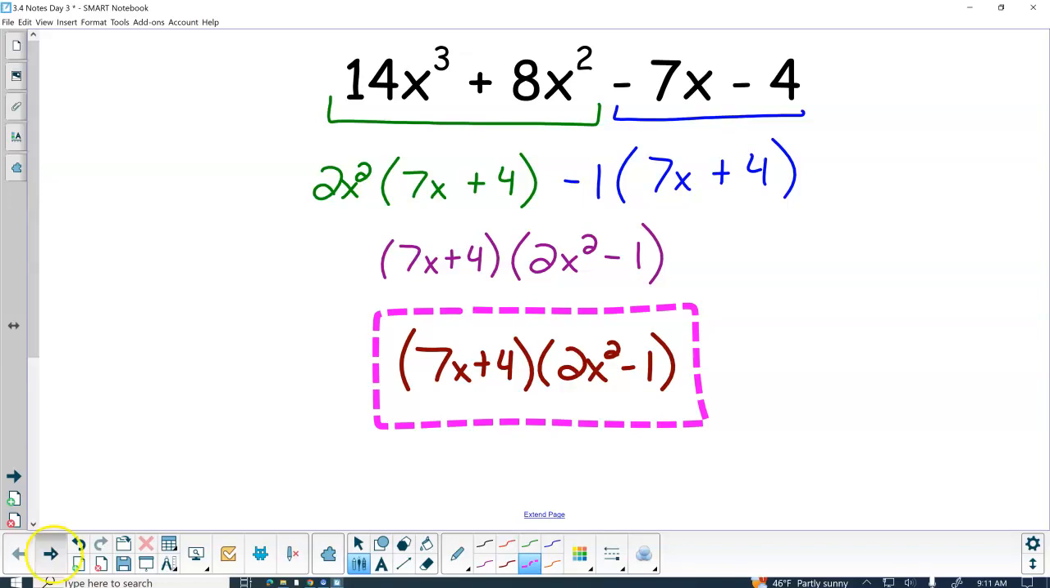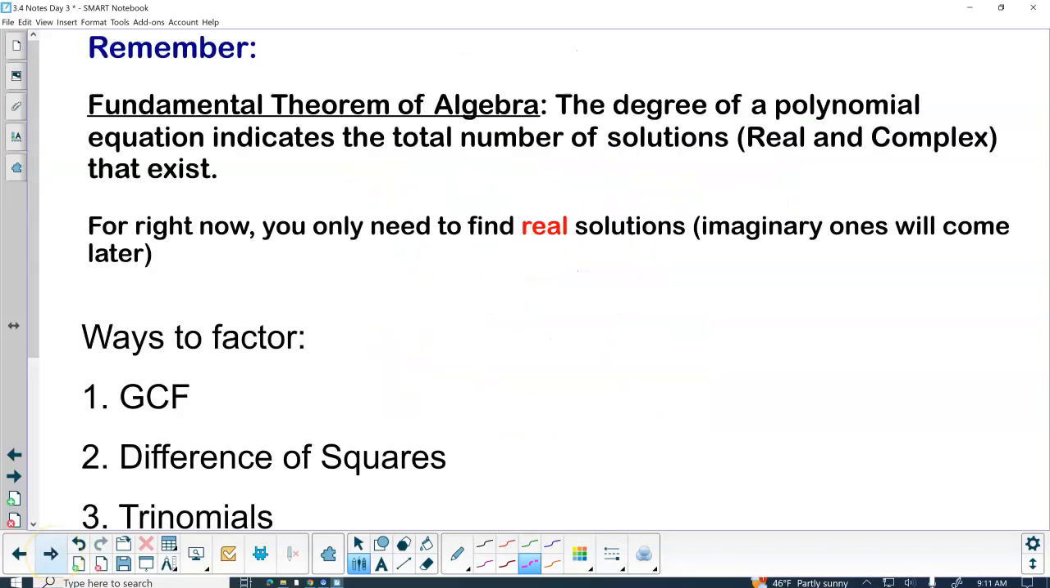All right. So yesterday, after we got done factoring, then we talked about the fundamental theorem of algebra. That told us that the degree, what's the degree again? The greatest, biggest exponent. Yep. Biggest exponent tells us how many answers we need to get in the end. Okay? So that's the fundamental theorem. Right now, we're only going to find real solutions. In a week and a half, then we'll get into complex numbers.